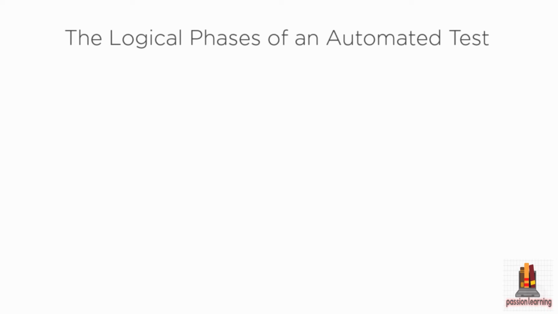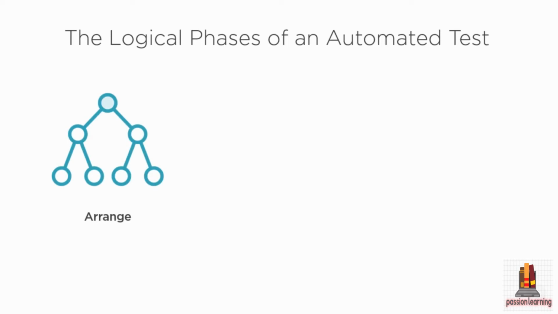An individual automated test can be generalized into three distinct logical phases. The first phase of a test is the arrange phase. In this phase, we're getting things ready to test. So we're creating new instances of the things we want to test or setting up any external infrastructure or test data. The second logical phase of an automated test is the act phase.